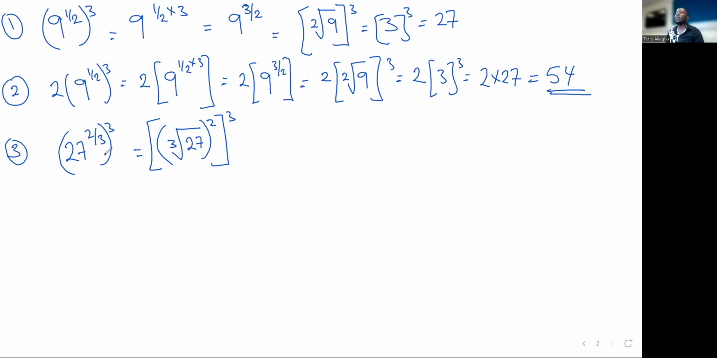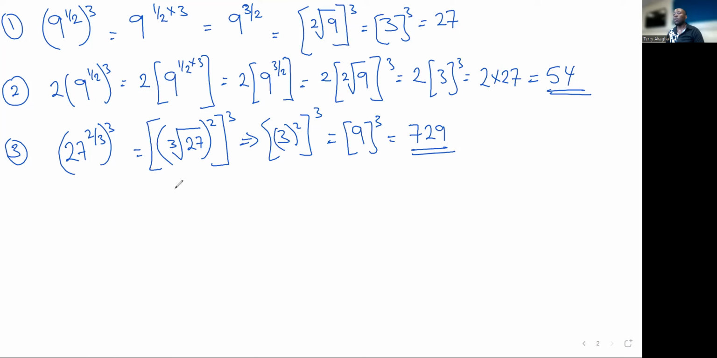So I'm solving the one in the bracket. The cube root of 27 is 3, raised to the power 2, all this raised to the power 3. The next one, 3 raised to the power 2 is 9. Then 9, all this is going to be raised to the power 3. And 9 raised to the power 3 is 729. Are you seeing? So that's how you do it.